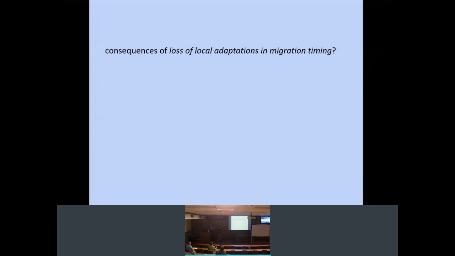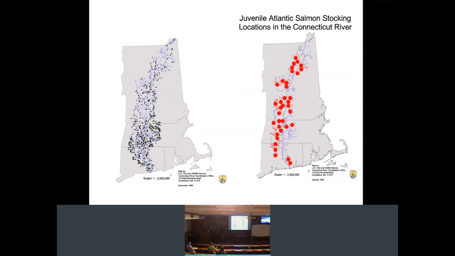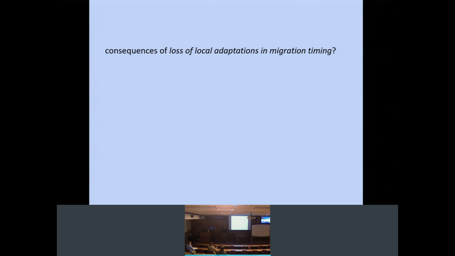Okay. So one of the things that we started out studying in this system was, our question was, what are the consequences of the loss of local adaptations in the timing of migration? So if we just go back to this picture, and you think about a fish migrating downstream from this position, which may be 500 kilometers above the mouth of the river, versus a fish migrating from this position, which is about 25 kilometers above the mouth of the river. You can imagine they might have to leave at a different time to make that a successful migration. And so our concern was, when you put in this genetic mix of individuals across all the different tributaries, you're losing that potential for local adaptation to be working.